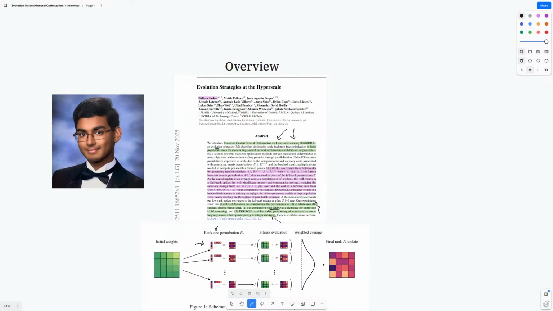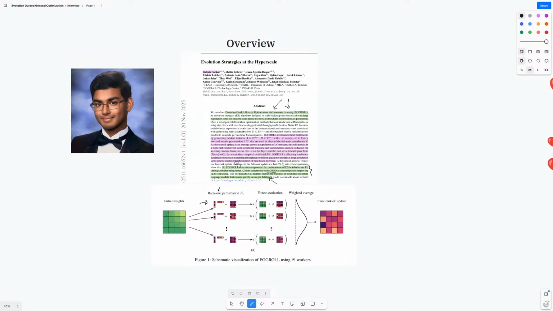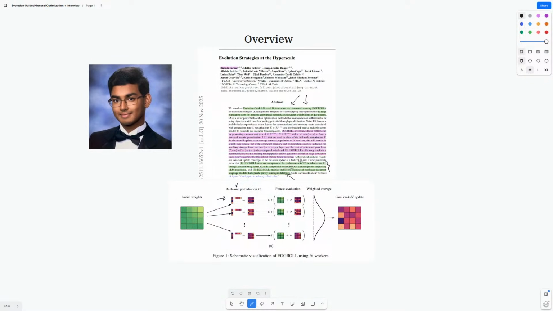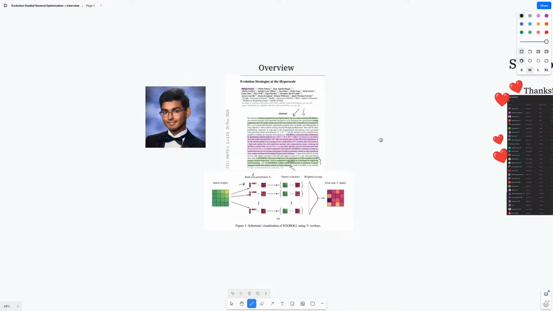So that's the method, right? Pretty intuitive and simple, I would say, but some nice results.